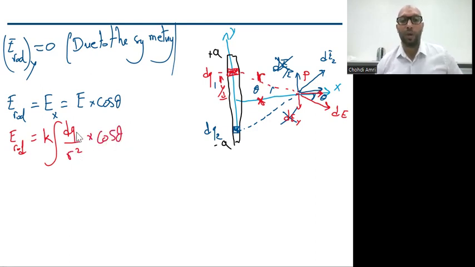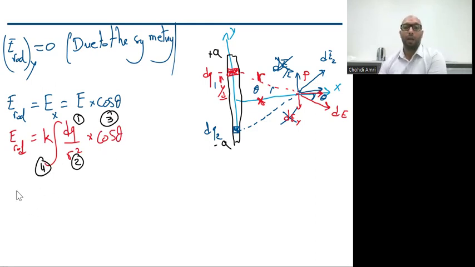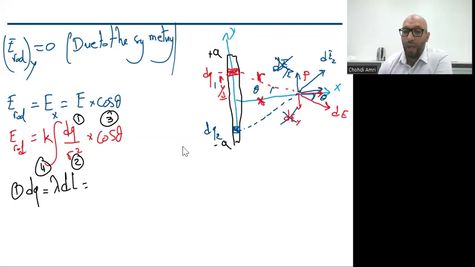As usual, we will try to express dq, then r squared. Now we have another term, cosine theta, and then the integral. Let's start with the first term, dq. We said dq is equal to lambda dl. Our charge dq can vary along what? Along the y-axis. So we will write lambda dy.